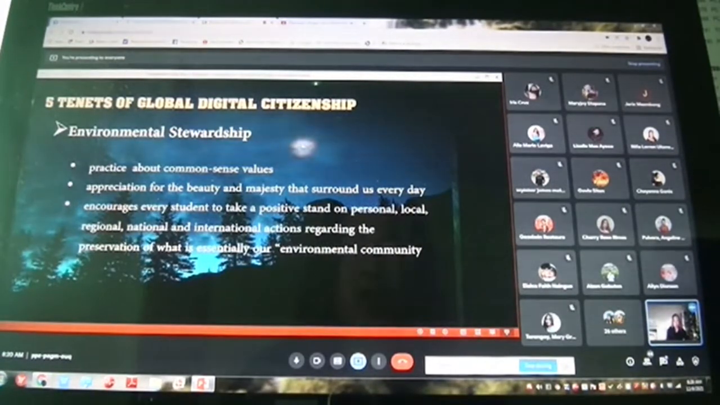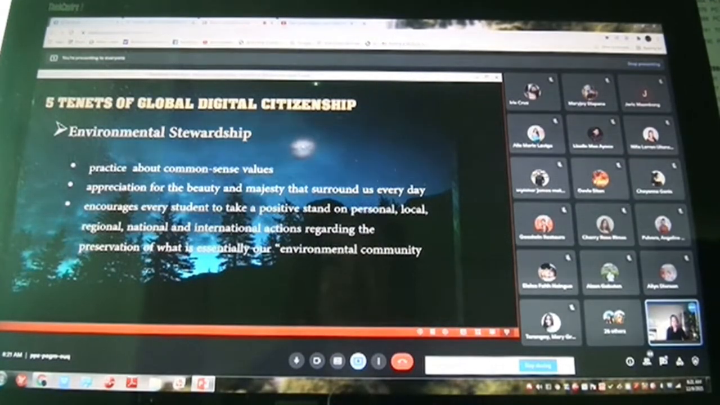Environmental stewardship is a practice about common sense values. This is the appreciation for the beauty and majesty that surround us every day. Like you said, you're part of tree planting. So it can really help our environment. Environmental stewardship encourages every student to take a positive stand on personal, local, regional, national, and international actions regarding the preservation of what is essentially our environmental community.